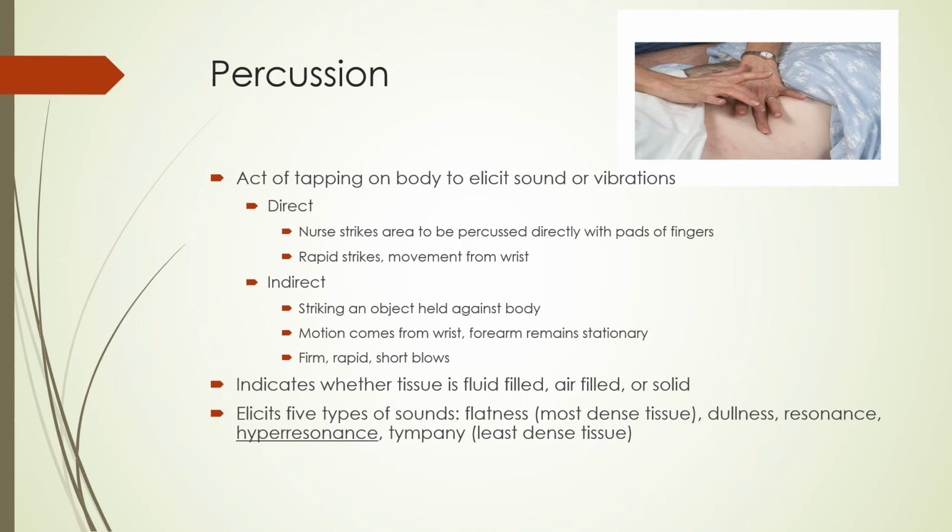Flatness. Dense tissue gives an extremely dull sound. It's a very dense tissue when you hear a flatness sound. It typically will be heard over muscle or bone. Dullness is a dense tissue, and that's typically heard over the liver or spleen. But the normal sound that we should hear when we percuss is resonance. The hollow sound filled with air that we hear when we tap over the lungs. That's resonance.